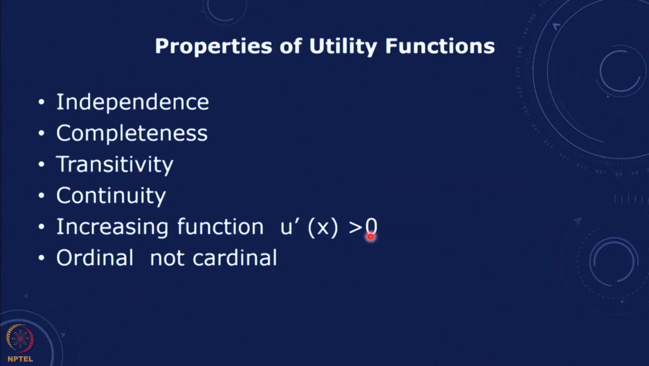The other point to be remembered is that, in principle, we consider them as ordinal, not cardinal. That means we rank our preferences. We say that an apple is better than, or preferred to, an orange, but we would not like to say that an apple is 50% more than the orange. So, we do not convert it into that kind of thing, but in many calculations, this assumption is often relaxed.